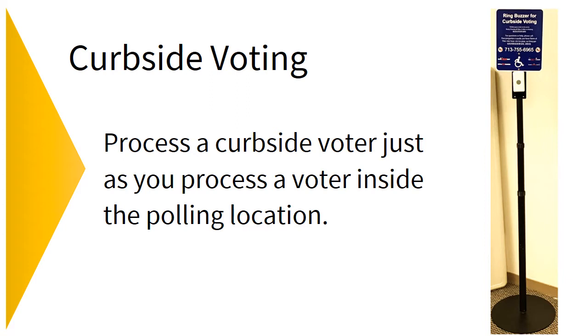Please note, just like a voter being processed inside the vote center, a curbside voter may not have the required identification, which could require a RID or provisional ballot, or they may need to complete an SOR. You must process the curbside voter just like you would a voter inside the vote center, including completing any necessary paperwork.